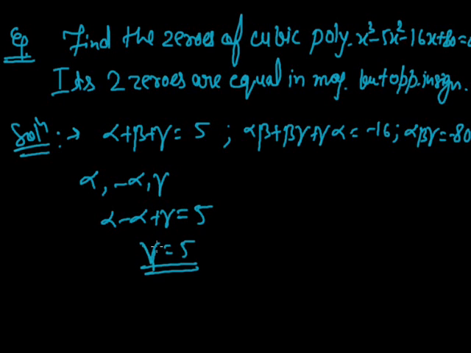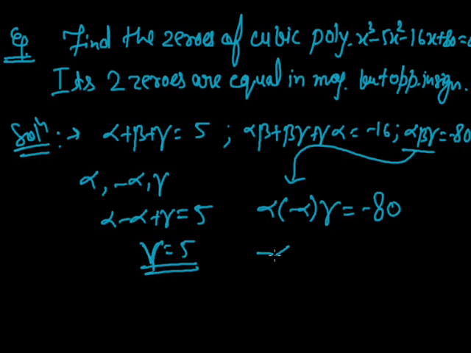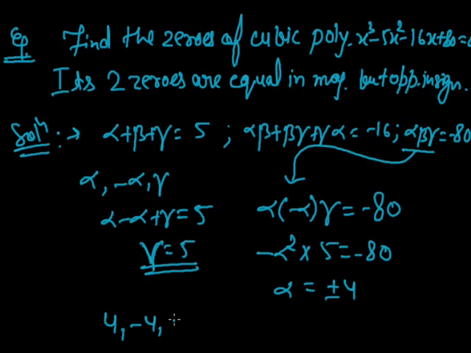Now we have found one root, that is gamma, equal to 5. Now by the third equation we have alpha into minus alpha into gamma is equal to minus 80, or we may say minus alpha square into 5 is equal to minus 80. From here we will have the value of alpha as plus minus 4. So the three roots are 4, minus 4 and 5.